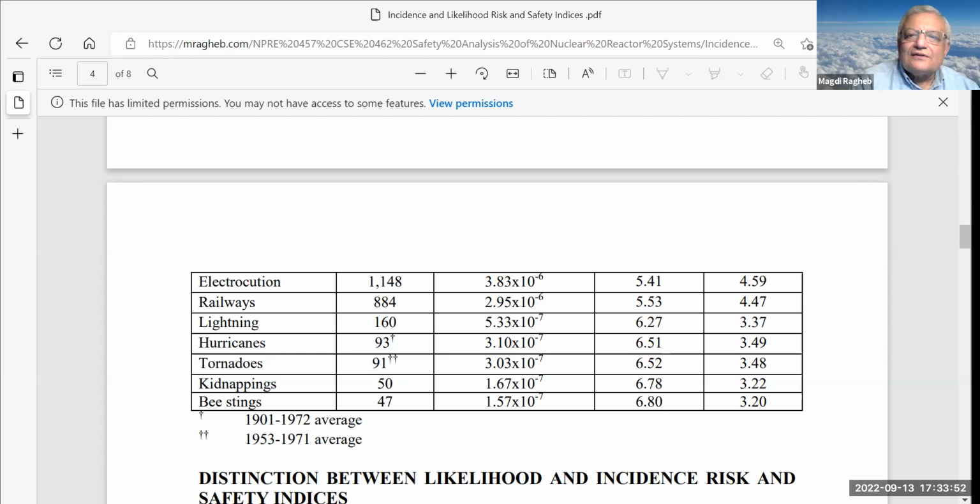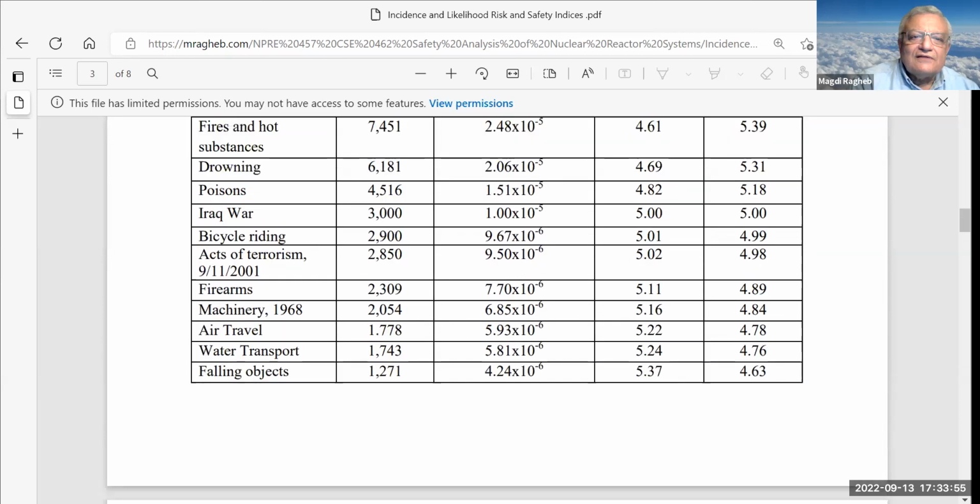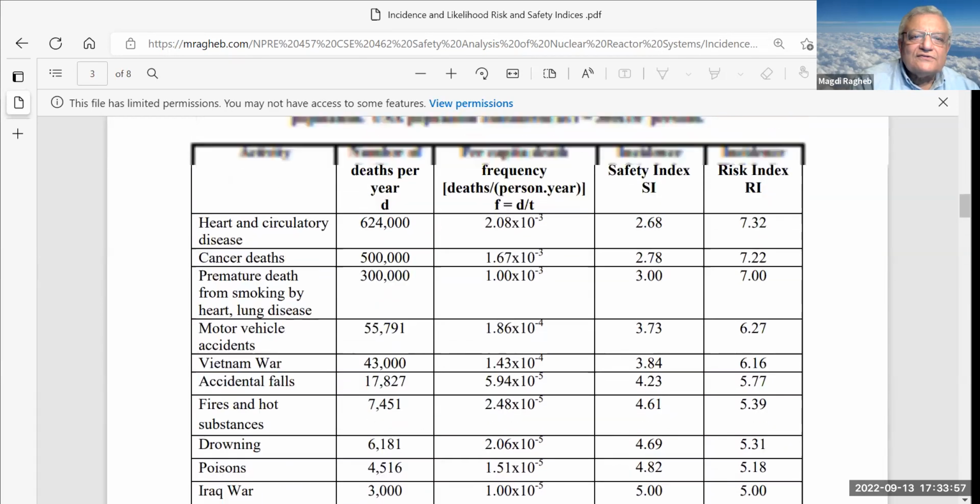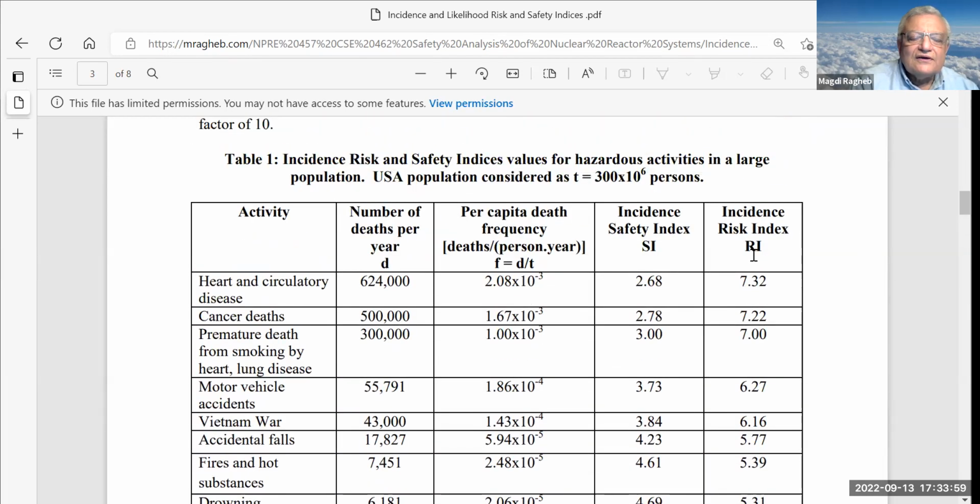And then we know that if we are not interested in the level of safety, but we are interested in the level of risk, then we take 10 minus the safety index, and you'll find that in terms of heart and circulatory disease, it's a kind of high risk. It is not 10, obviously it's not causing all the deaths, but it's 7.32. Notice that the incidence safety index and the incidence risk index add up to 10 in all the columns.